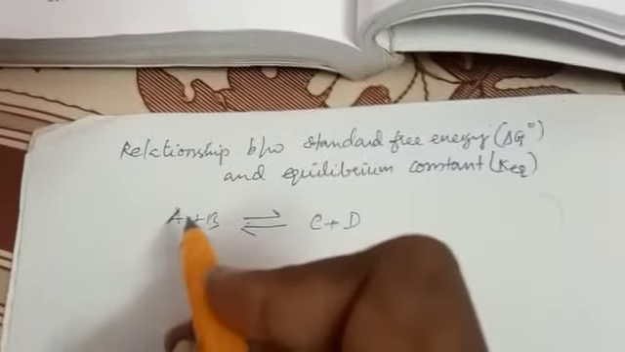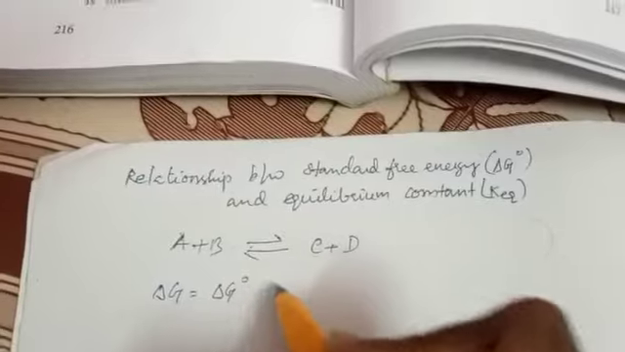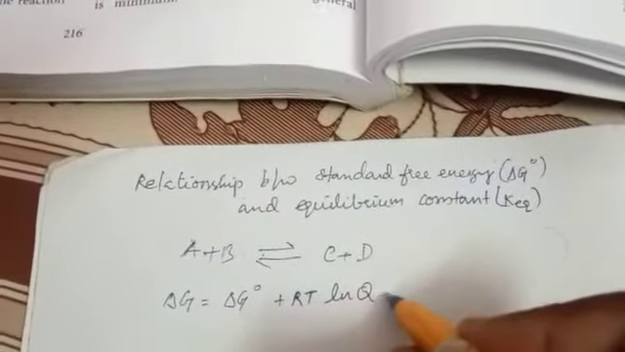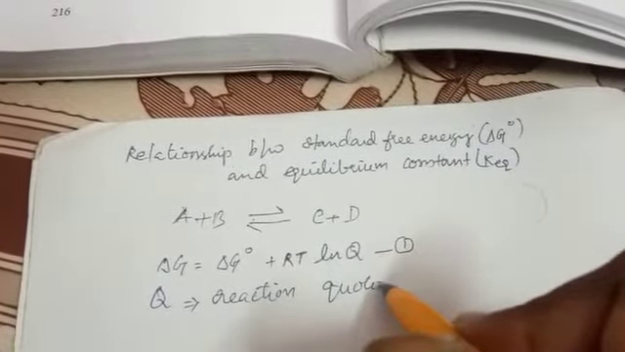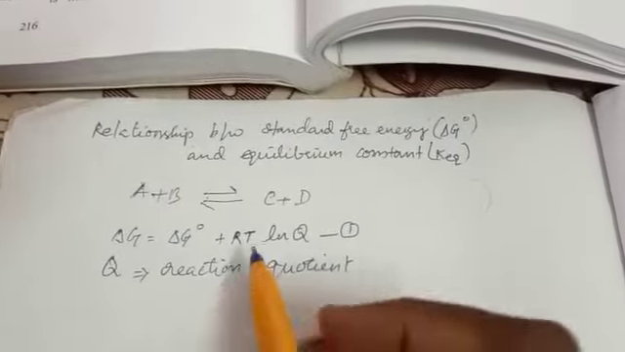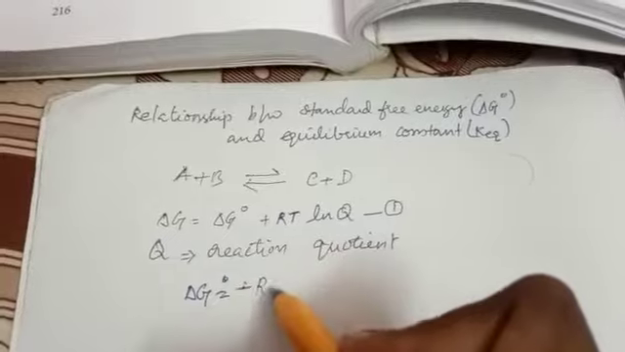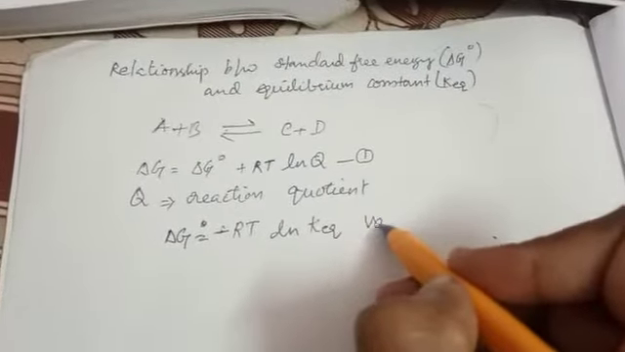The free energy change delta G is related to delta G degree. Delta G is equal to delta G degree plus RT log Q. Equation number 1. Q is the reaction quotient, defined as the ratio of the concentration of products divided by the reactants under non-equilibrium conditions. At equilibrium, delta G is zero, so delta G degree is equal to minus RT log K equilibrium.